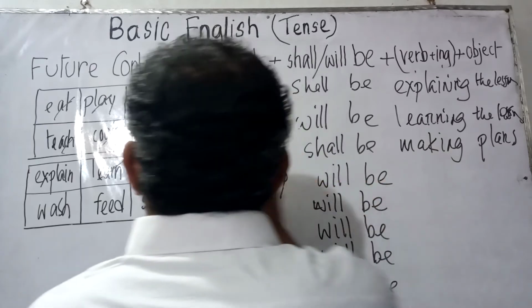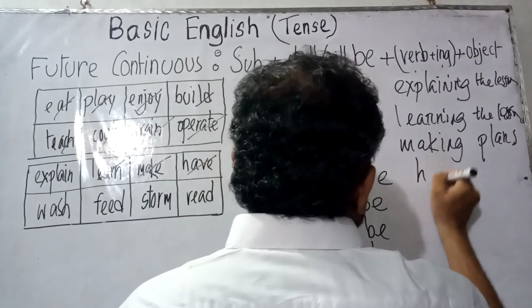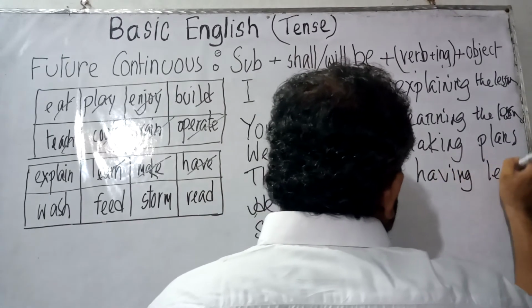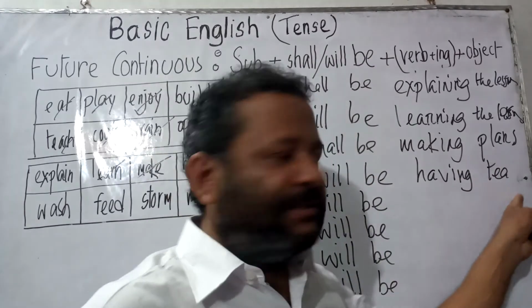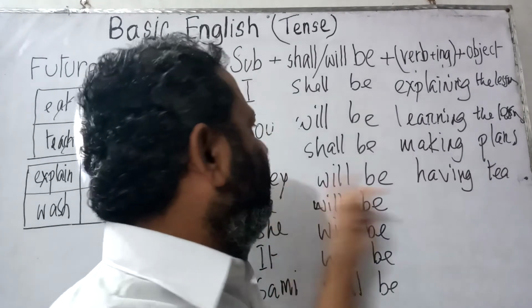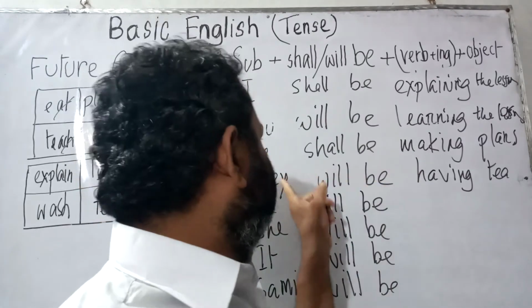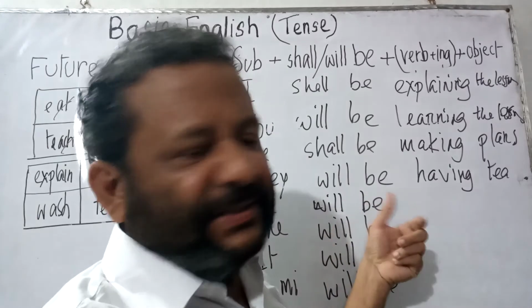Now, when the verb is have, they will be having. They will be having tea. They will be having meals. They will be having breakfast. This is how, by changing the object, we can make some new sentences. Now, let us consider this sentence. And by replacing the word they, we can also make new sentences.